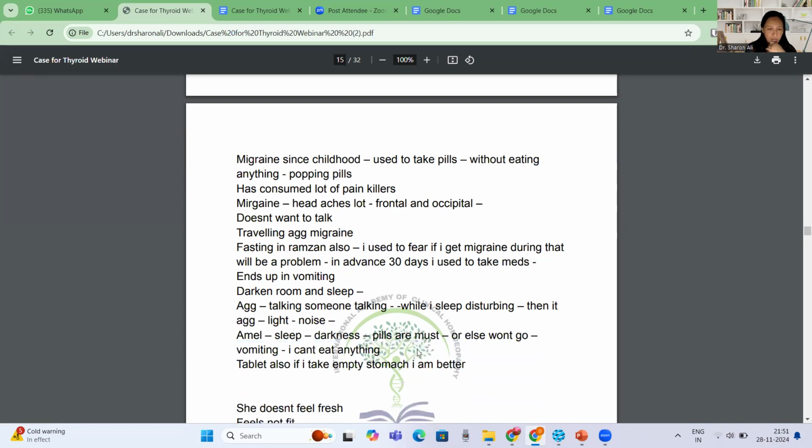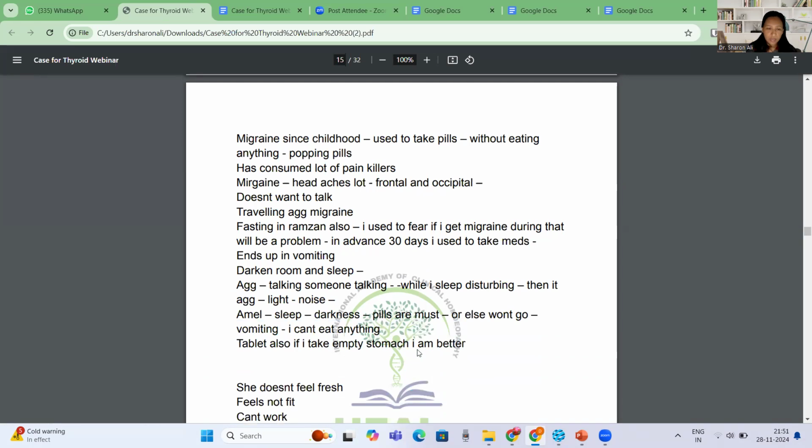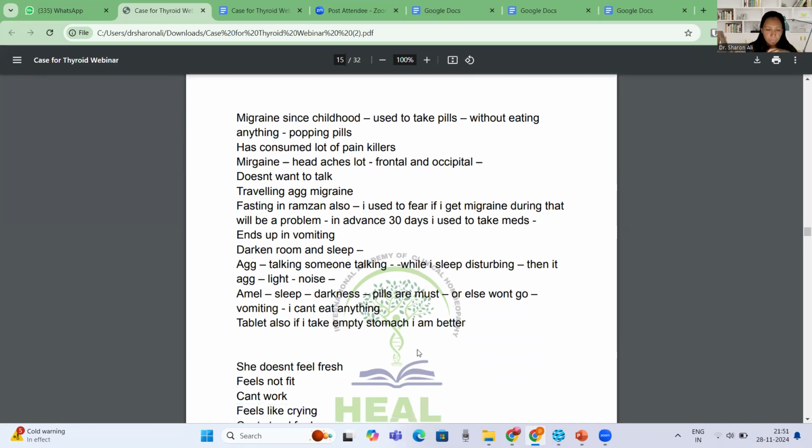So migraine, this is her acute of migraine. We do this so that we see what is the remedy that might help during the migraine, and we give this as an SOS in case they need it. Okay.